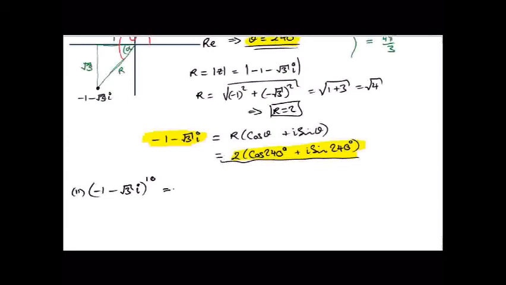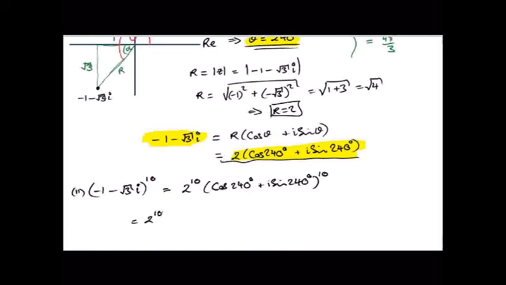Well, isn't this to the power of 10 the same thing as this thing here to the power of 10? Yes? So isn't that the same as 2 to the power of 10 multiplied by the cos of 240 plus i sine 240 to the power of 10. Is that okay? Now 2 to the power of 10, let's just leave that as it is.